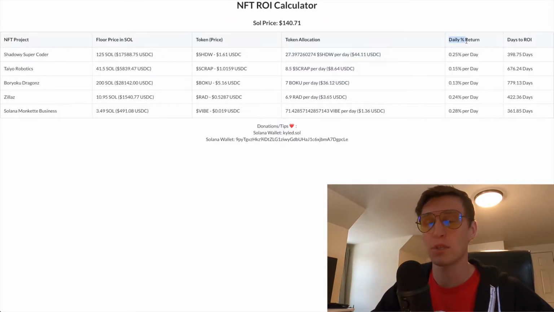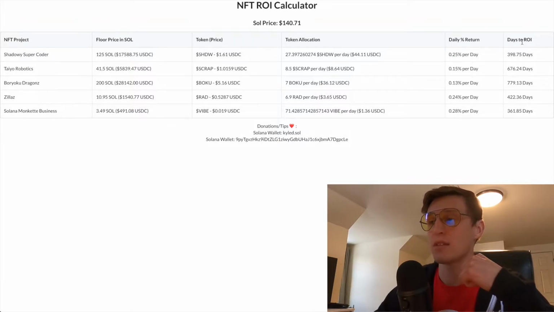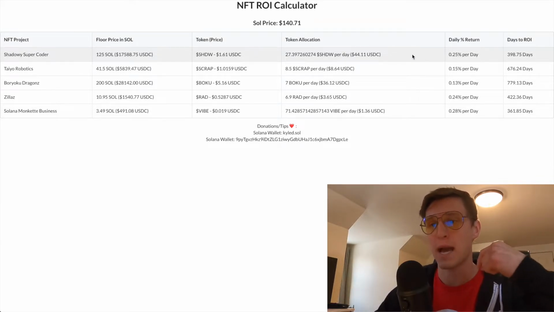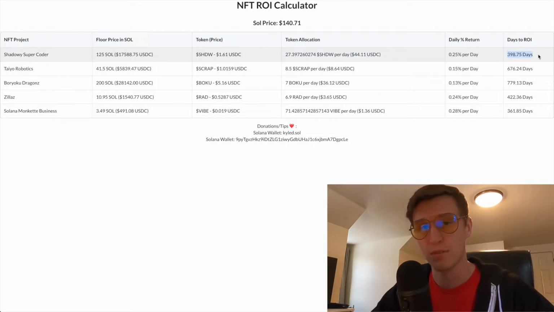So you can see that the daily percent return is 0.25% per day, which I think is around 7% a month. But the days to ROI, so the amount of days it would take to get your money back, assuming everything stayed constant, is 398.75 days.